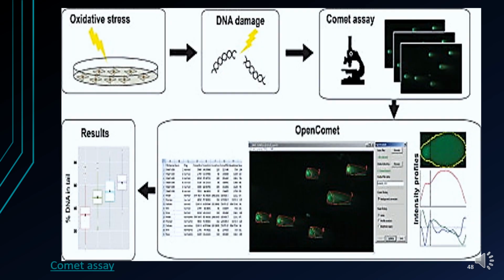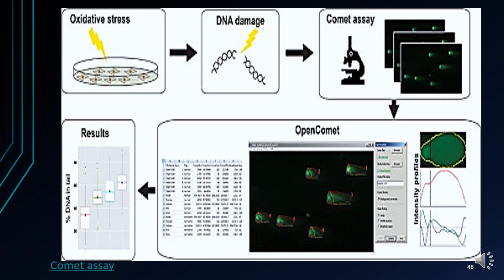So here is the actual procedure that we have to follow for the comet assay. After the treatment with the chemical, oxidative stress will be generated and it leads to DNA damage. Whatever DNA damage occurs will be evaluated by using software like the AutoComet software or the Comet IV software.